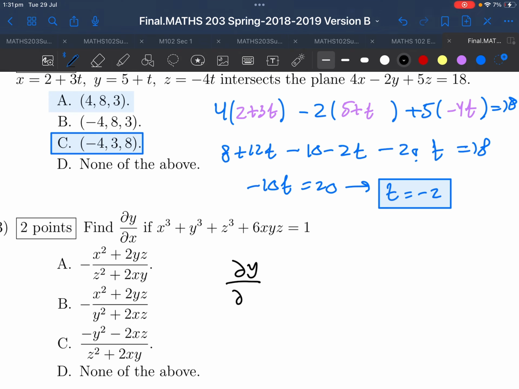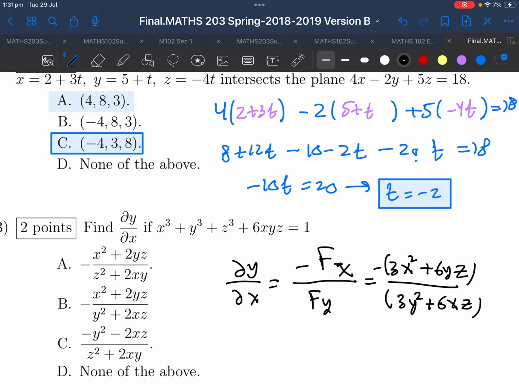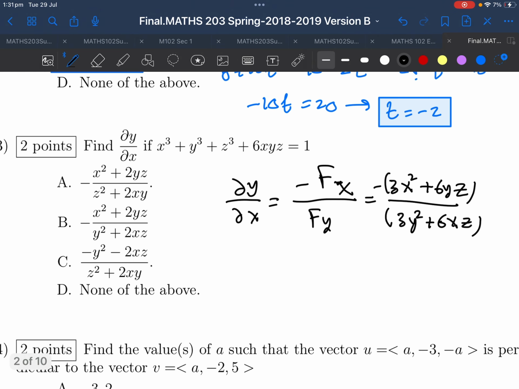Next, we need to find partial y by partial x. And if you remember, there is a formula. We find the derivative of x in the top, derivative of y in the bottom. What's the derivative of x? It is 3x squared plus 6yz with a minus sign. What is the derivative of y? I think it's the same except this one. Now, which one of these is the correct answer? Of course, he already simplified the 3 and 3. So it will be just x squared over y squared. This one.